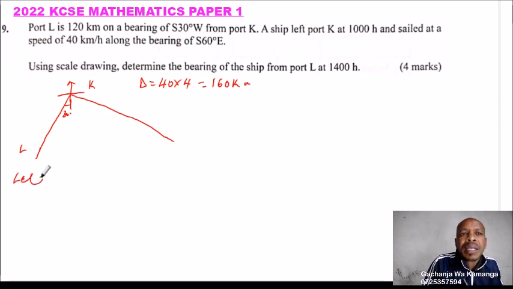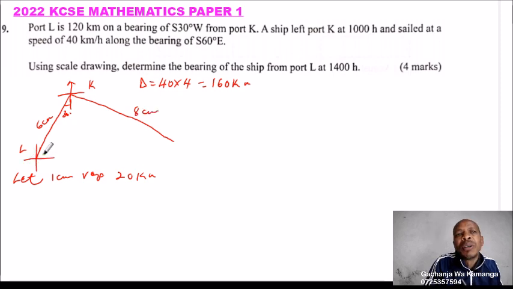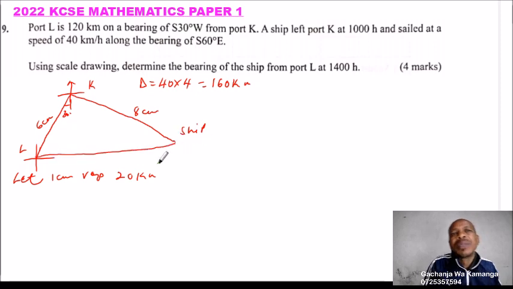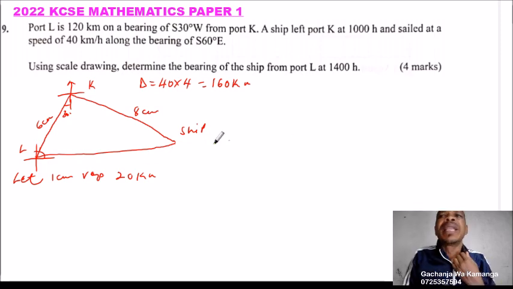Let 1 centimeter represent 20 kilometers. So here we are going to draw 6 centimeters to L, and here we are going to get 8 centimeters. So to get the bearing of L to where the ship is, this is a ship, so we draw a line here to join there. So then we measure this angle. So that's a sketch. Now we make the actual drawing.